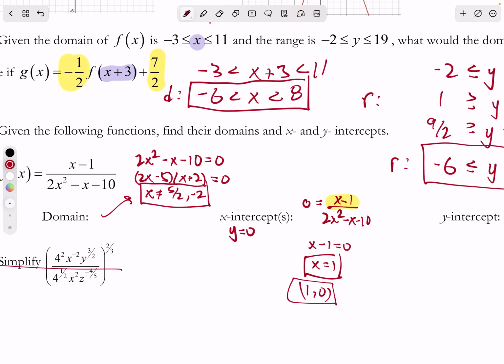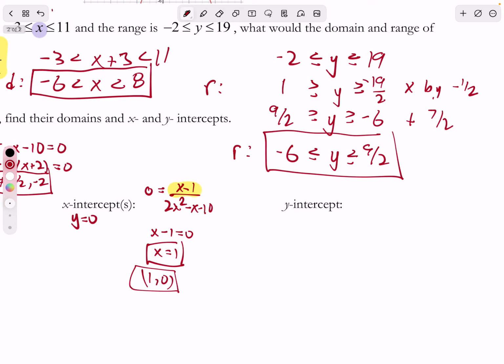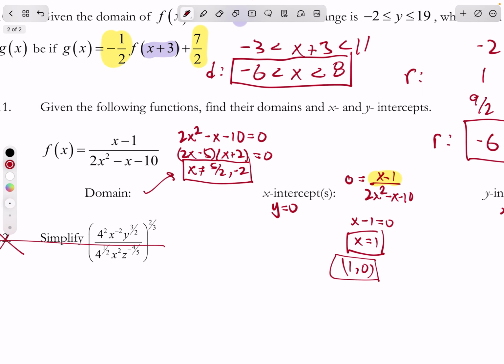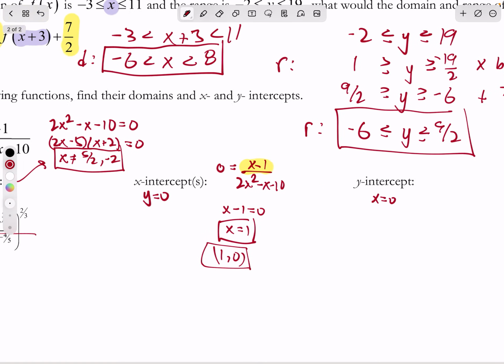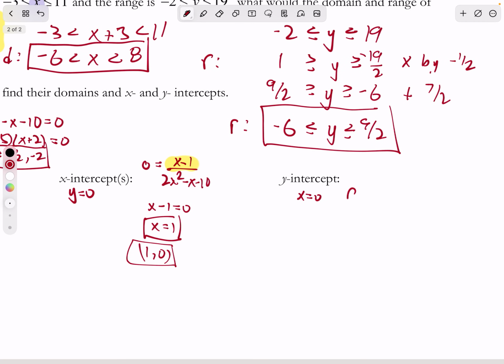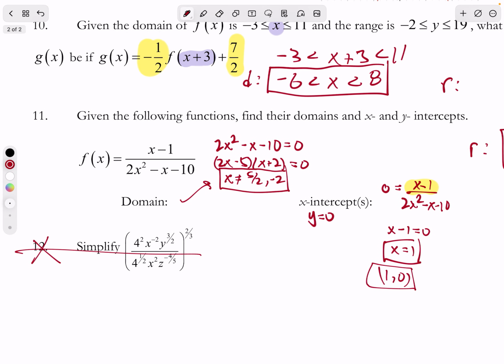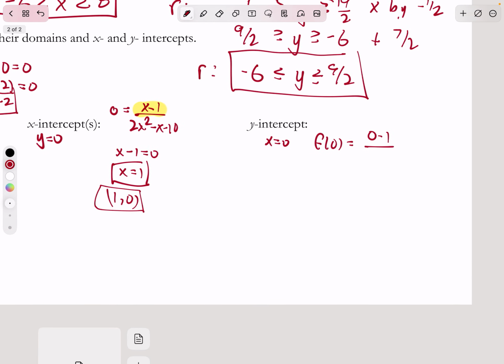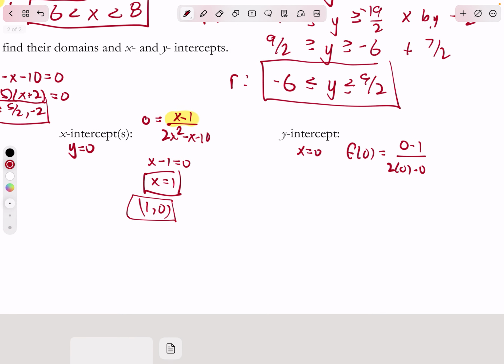My y-intercept is even easier because all I have to do is let x equal 0. Let me go back and check that function. I'm really just finding f of 0. So f of 0 is 0 minus 1. I don't even need to write this out. You can do this mentally. 2 times 0 minus 0 minus 10. That's 1/10. Check it for yourself. So you get 0 comma 1/10 is my y-intercept.